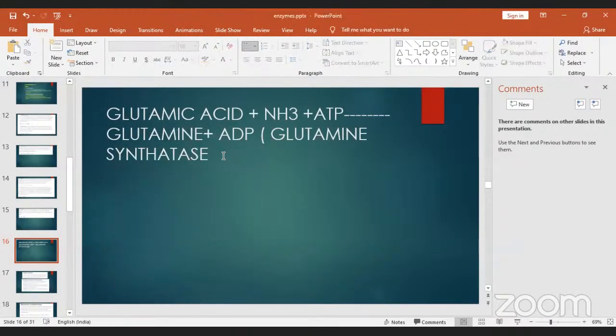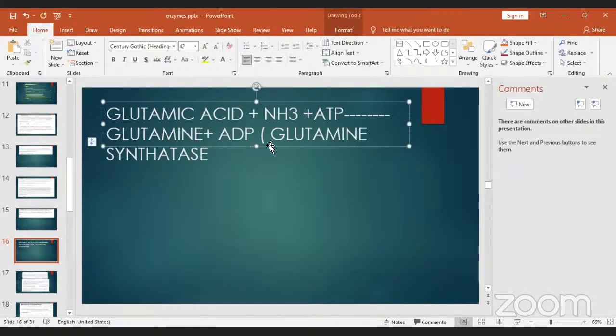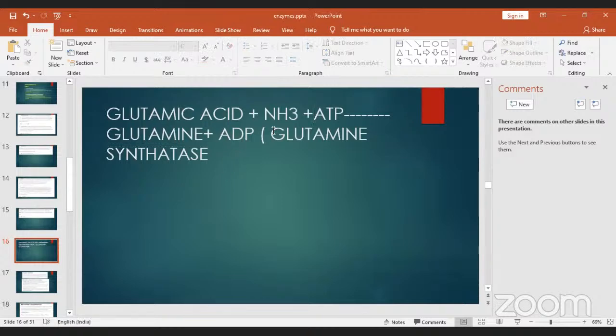Now glutamine synthetase is a ligase, sir. Ligases. Glutamine synthetase is an enzyme. What is glutamine synthetase? It is a combination of two compounds, that is glutamic acid plus ammonia. These two compounds combine and form a new compound that is called glutamine. In this reaction, one phosphate molecule is utilized. You see, ATP, the next formation of ADP. This one phosphate molecule is utilized in this reaction.